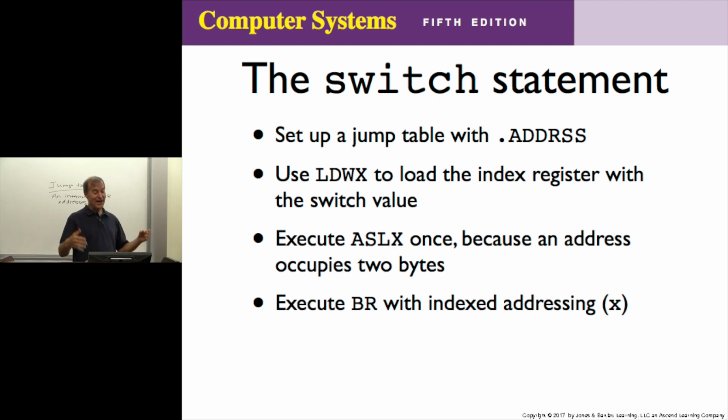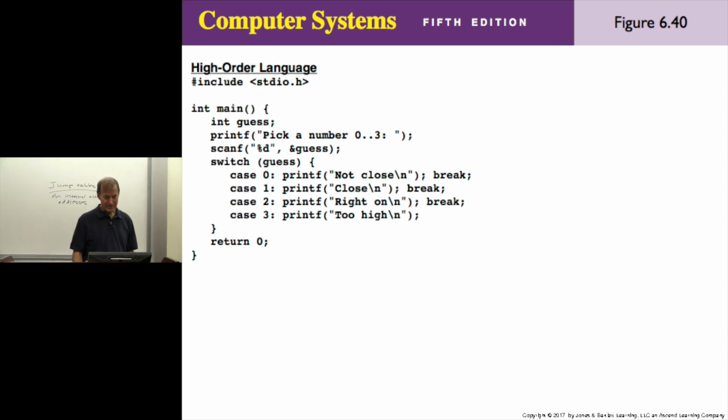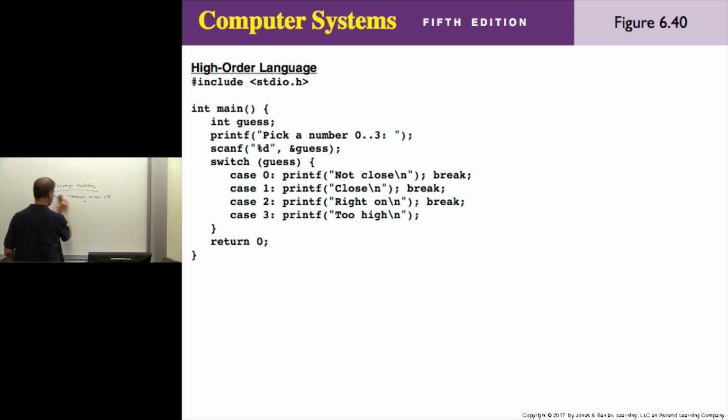And then we execute what? Branch with what? Indexed addressing. And what that branch, you'll see, there's a few more details we'll have to know, we'll have to see how to do the translation, but a few more, and then it'll happen. Okay? All right, so now here's going to be figure 6.40. Now let's translate this figure 6.40.